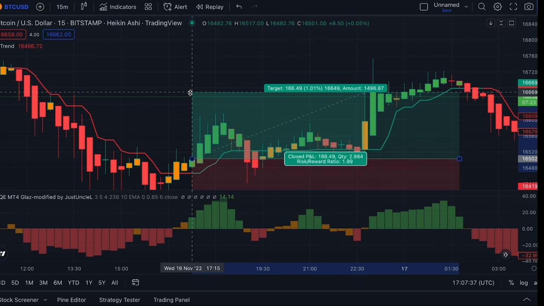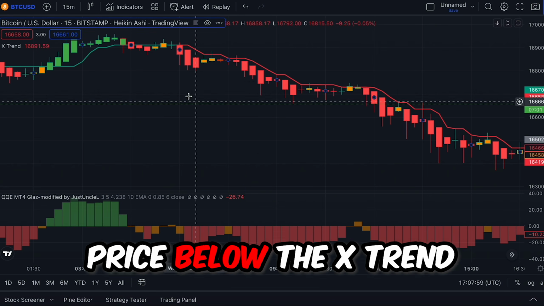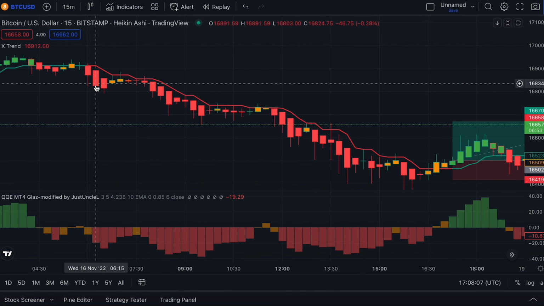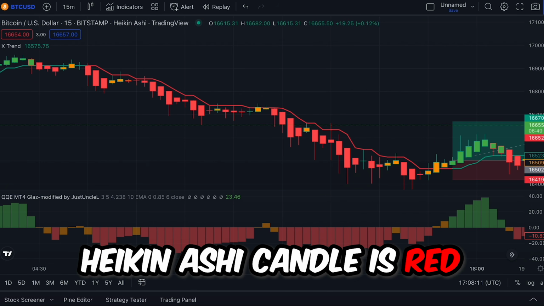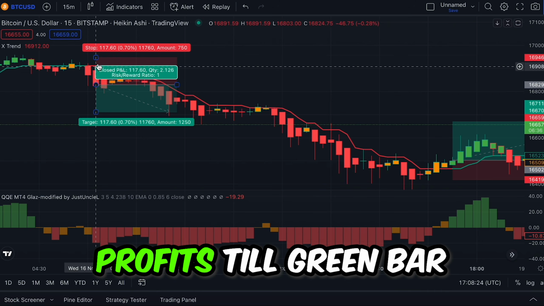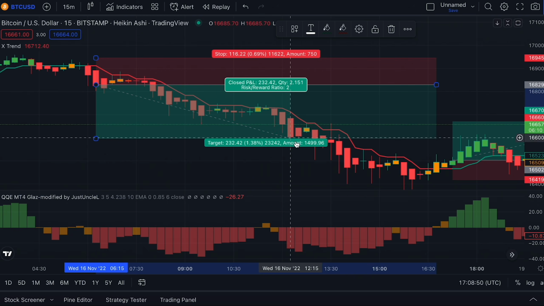This is fantastic since you can view both of these together on this same chart. In order to execute a short trade, the price must be below the X trend, there must be a red bar in the QQE histogram, and the Heiken Ashi candle's bar color must be red rather than yellow. You will earn profits if the QQE histogram is green and the stop loss is above the most recent swing high. Next, I'm going to give you guys some examples.